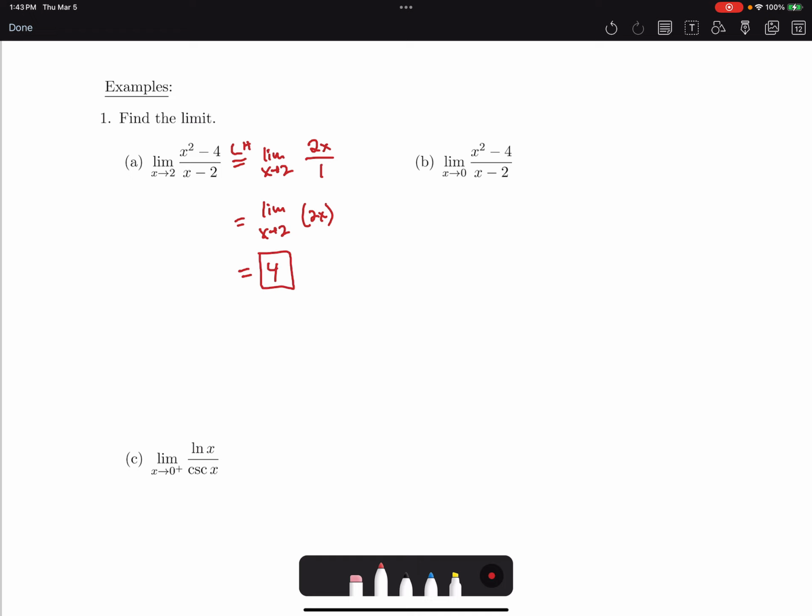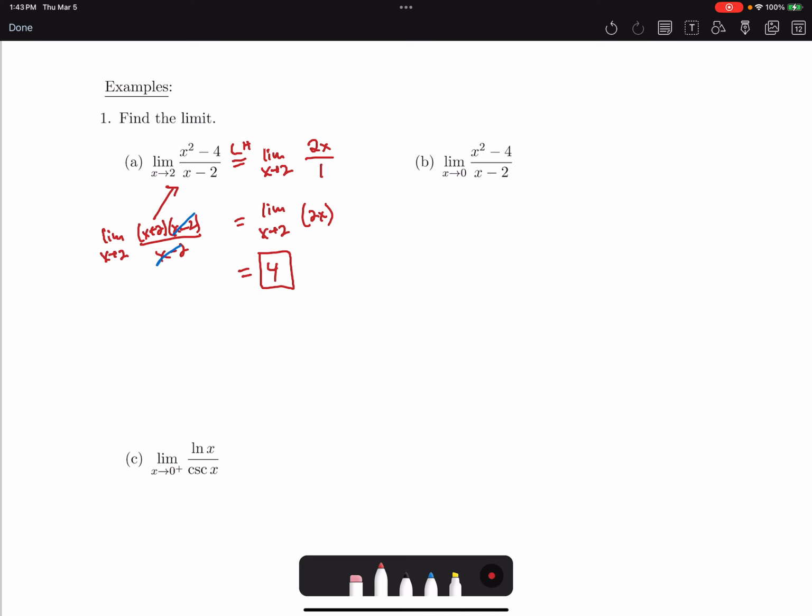Now in the past, what we would do is try to factor this and cancel off a common factor. We would have said, well, this is the limit as x approaches 2 of x plus 2 times x minus 2, just factoring the numerator. And then we would have canceled off the x minus 2's.